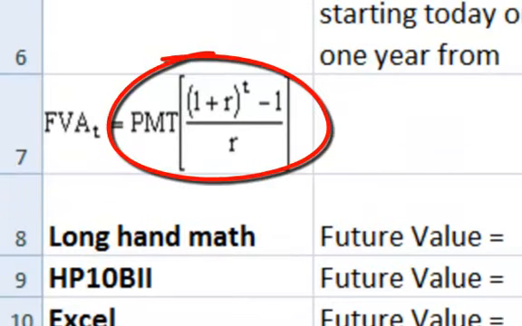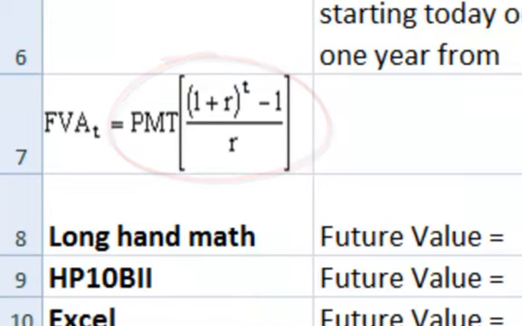The formula says the future value of annuity equals the payment times, inside the bracket, 1 plus R raised to the T power, which in this case would be 5 years, minus 1 divided once again by the interest rate.